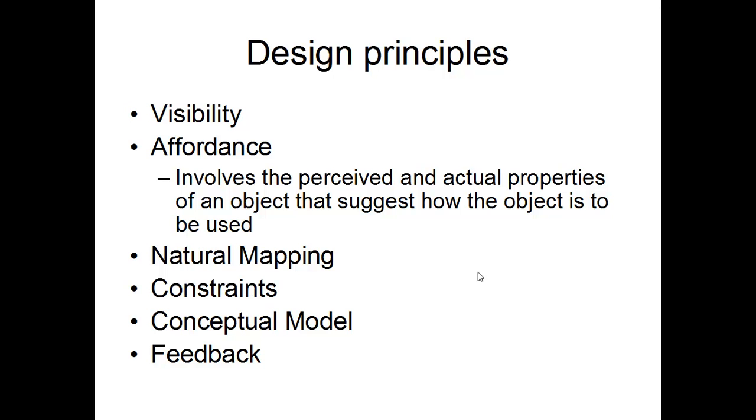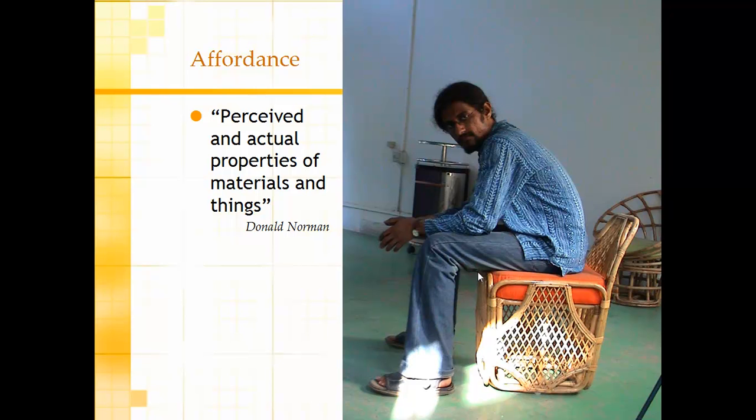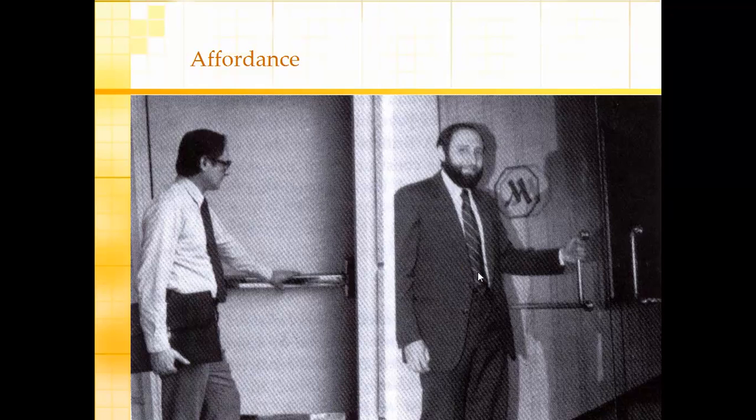Coming to the second principle, which is affordance, it involves the perceived and actual properties of an object that suggest how the object is to be used. You can take a look at this chair. Whenever we look at a chair, it means people can sit on it. So we perceive, and based on our experience, we know that chairs are meant to sit on. Doors are meant to be opened.